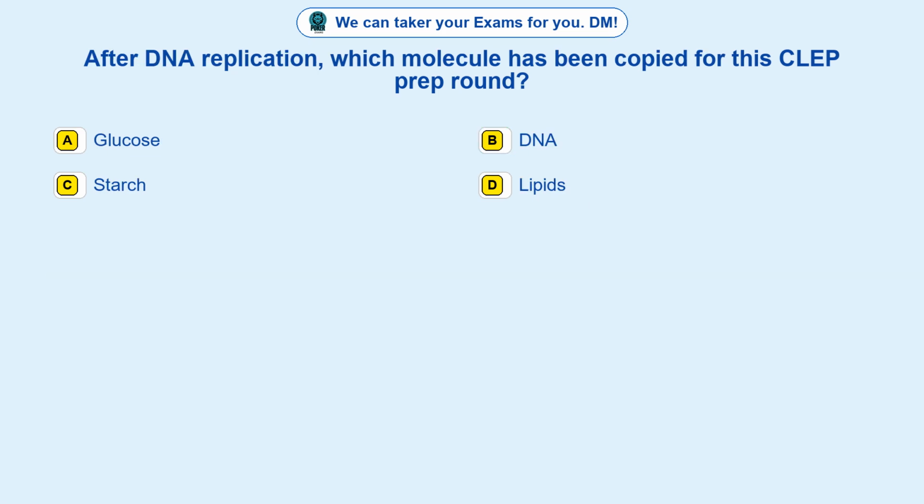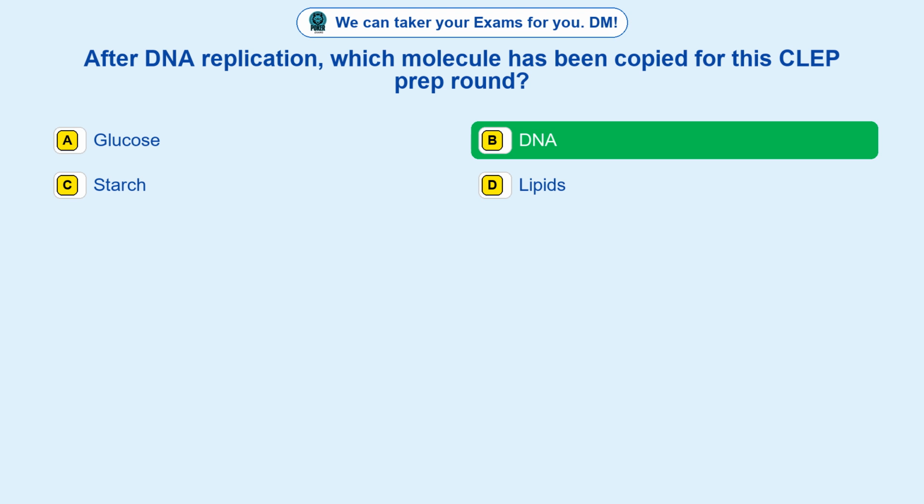Question 3. After DNA replication, which molecule has been copied for the CLEP prep round? Option A, glucose. Option B, DNA. Option C, starch. Option D, lipids. The correct answer is option B, DNA.